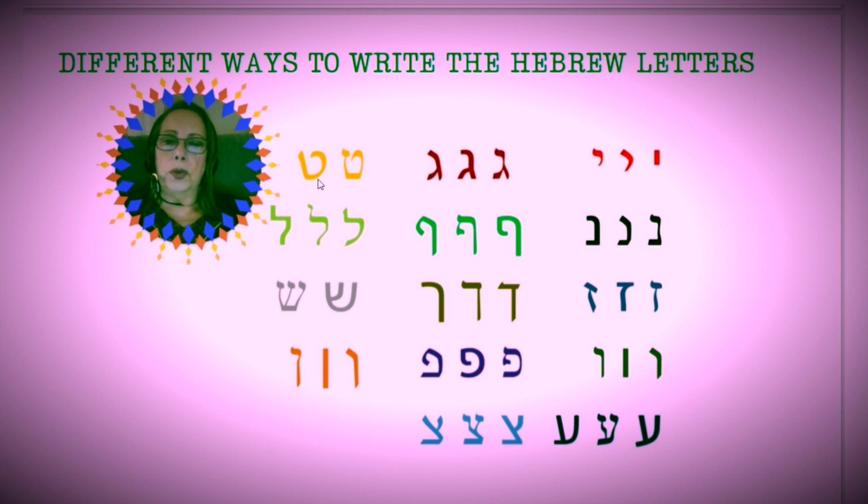Okay, so these are two ways. This is a little bit, it's still round. This one has a little more of a curve than this one. Here we have the noon and three different ways of writing it. Some are a little bit more curved, okay, than the other, but they are all noon.